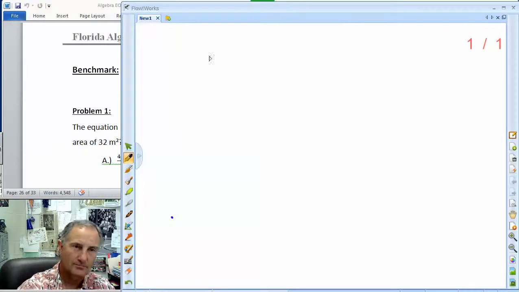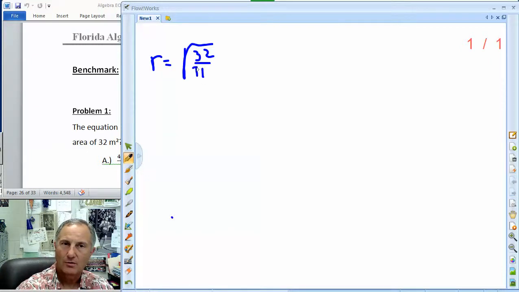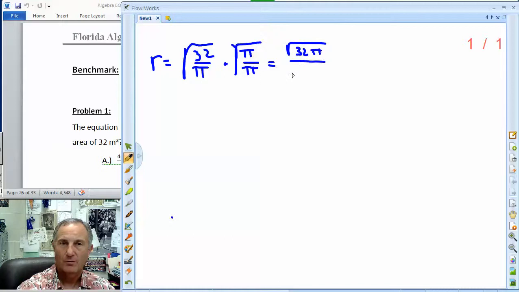Okay, we're just going to substitute in our 32 for our a and then simplify our radical. Let's see what that's going to look like. So r is equal to the square root of 32 over pi. We can't take the square root of pi, and we can't leave it there. So how do we rationalize that denominator? We multiply by the square root of pi over pi. Remember, that's just 1. Then we get the square root of 32 pi over the square root of pi squared, which is just pi. You recall how we were doing that?